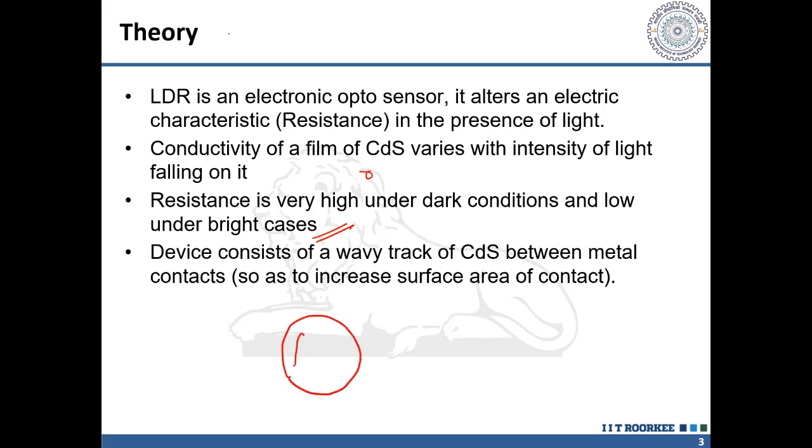Here is a more zoomed in version. There are metal contacts over here. This wavy nature between the metal contacts would increase the surface area of light falling on this film. Alright, this is me showing how the experiment is done.